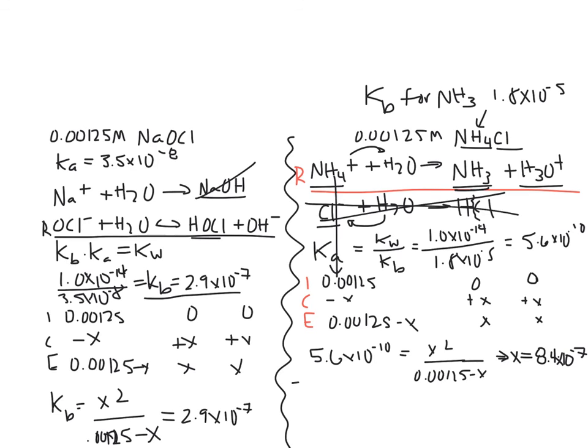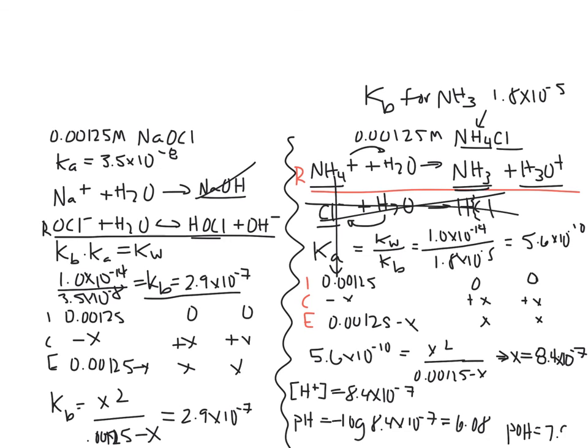So since my hydrogen concentration, or hydronium, same deal, is 8.4 times 10 to the negative 7, my pH is going to basically be the opposite log of that value, 8.4 times 10 to the negative 7. So I should get 6.07, or actually 6.08. That's the pH, so my pOH is just the difference with that and 14. So essentially I should be getting 7.92 there.